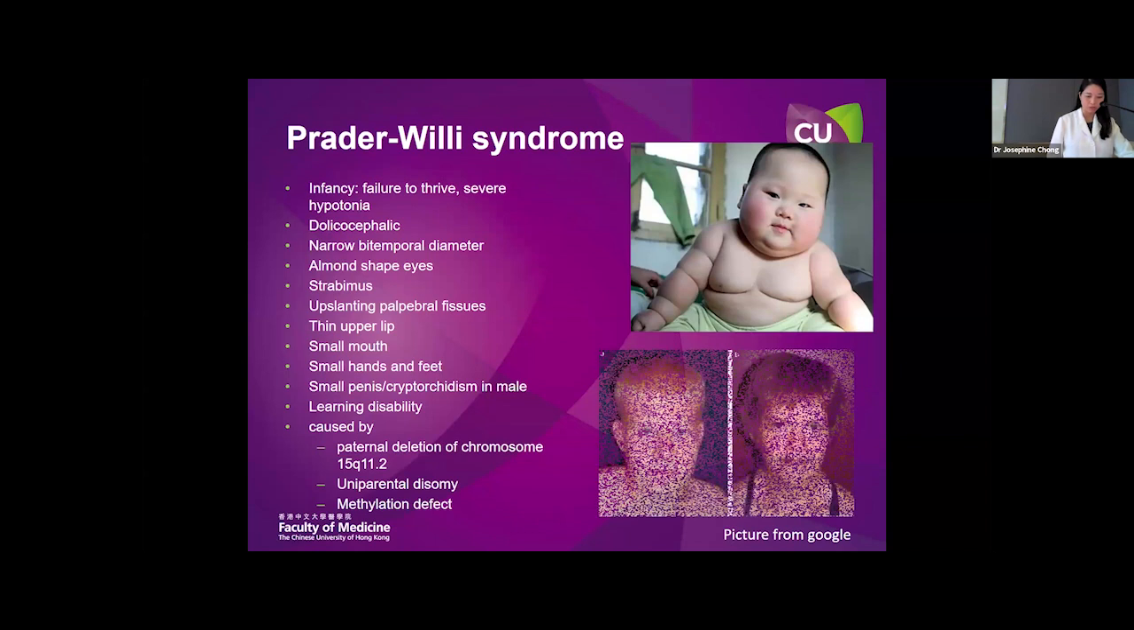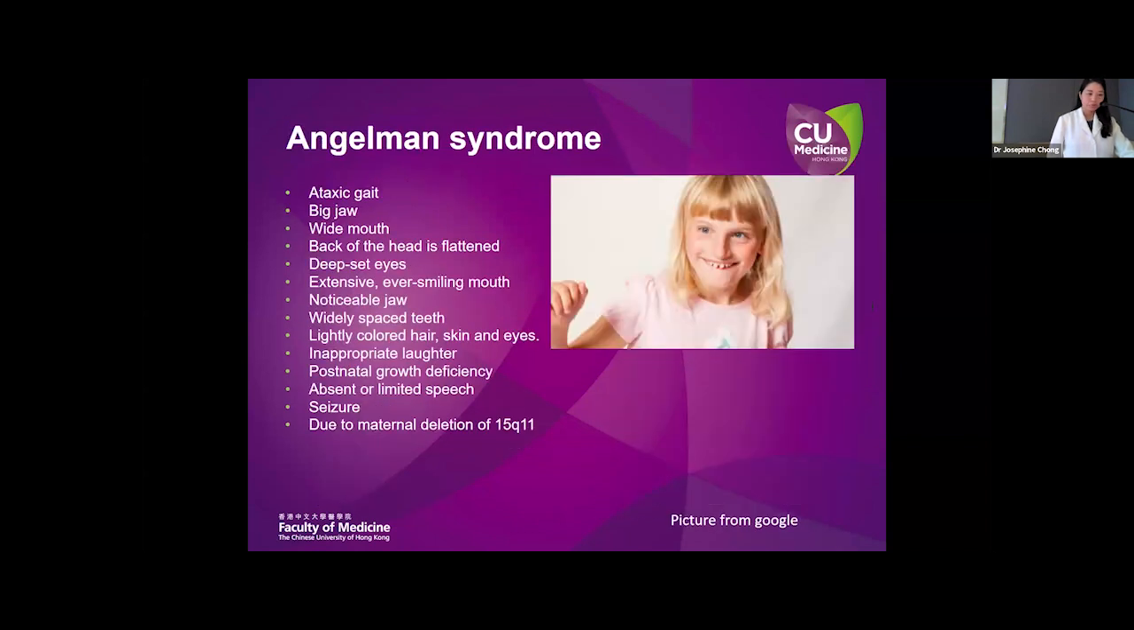It could be due to paternal deletion of chromosome 15q11.2, or it could be due to maternal uniparental disomy and methylation defects. And Angelman syndrome, very typically patients present with developmental delay and very severe speech delay also, and a very wide mouth and ataxic gait. So while we see the patients at the pediatric clinic, if the patient is walking with an ataxic gait and a very wide mouth and very happy looking, then we already have a clinical diagnosis of Angelman syndrome. And then during history taking, we ask whether the patient has had any seizures or any epilepsy or not.